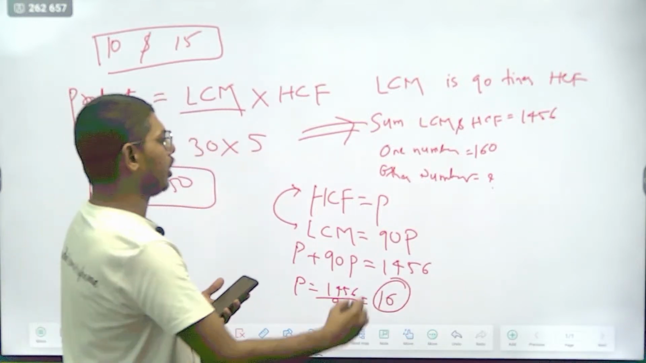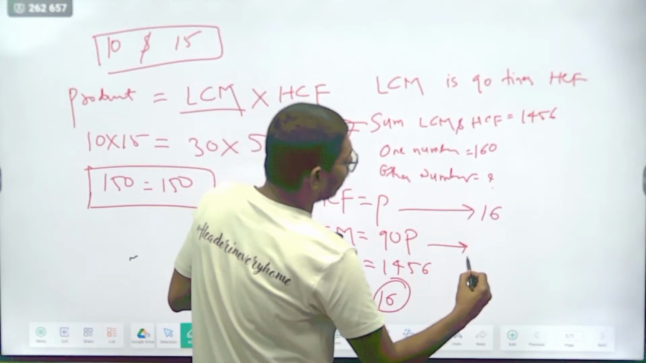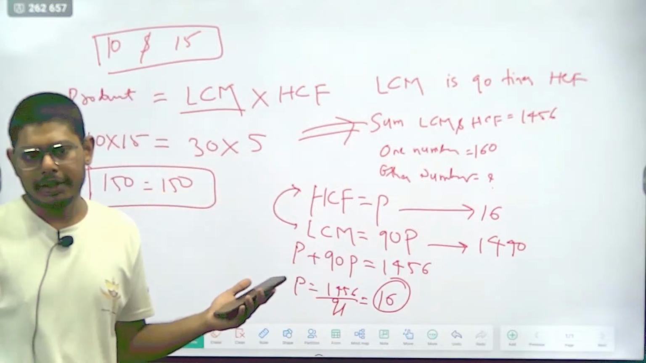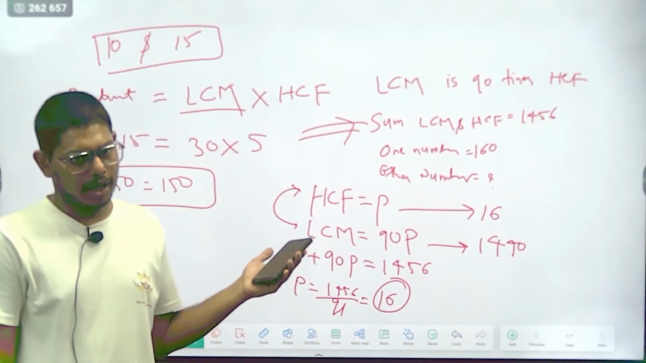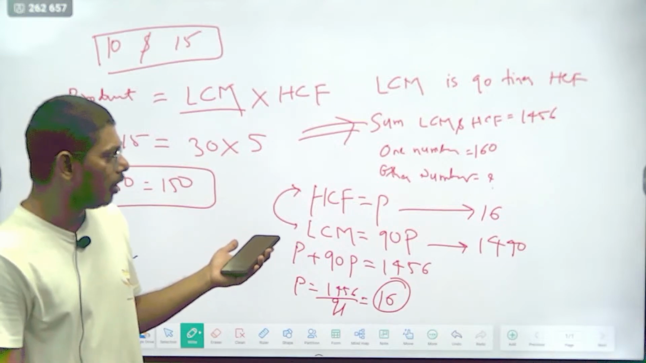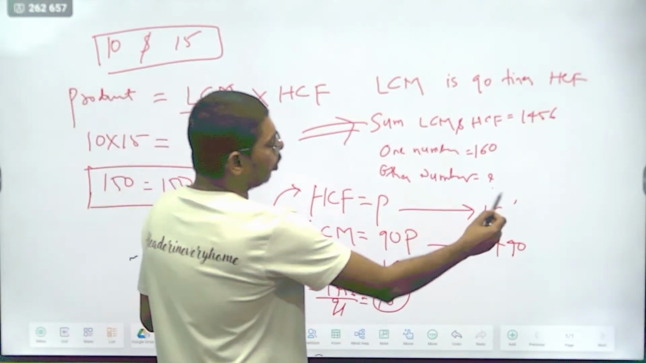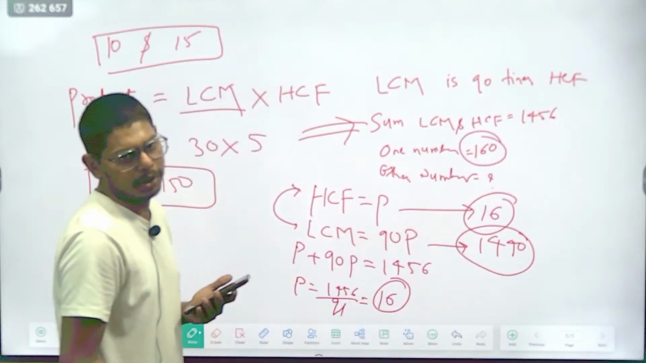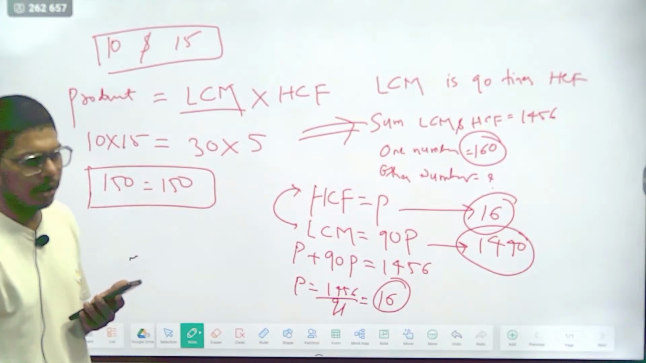So now you can simply say, what is HCF? 16. What is LCM? 1440, right? Any disputes? Kadirvel, are you here? Any disputes? Anybody want to contest so far? Now you know HCF, you know LCM, they have given one number. Kadirvel, you tell me, how will we proceed to find out the other number?